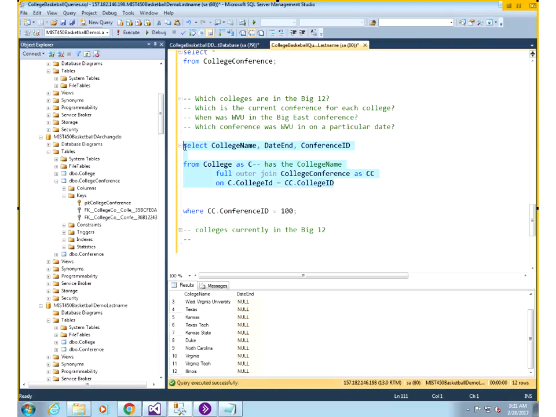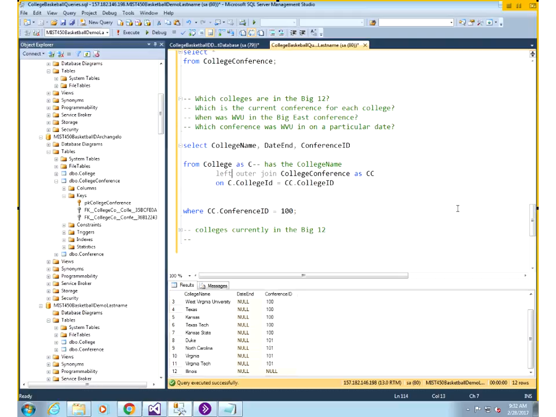Okay, so if you just add in the conference ID in the select and execute it, you'll see that all of the others have a conference ID value, but Illinois has null. So the outer join basically brings in everything from all the tables in the join statement, all the rows. In this case there are two tables, and you're bringing in all of the rows, regardless of whether they are joining on this condition or not.